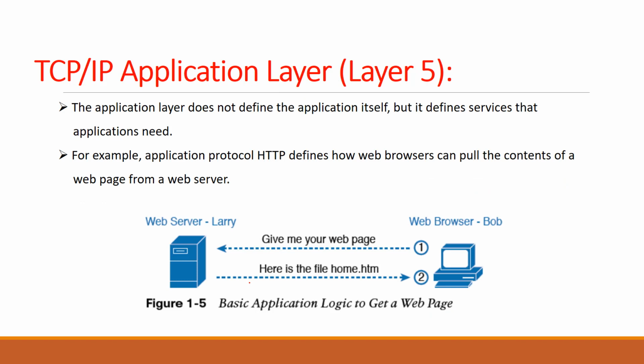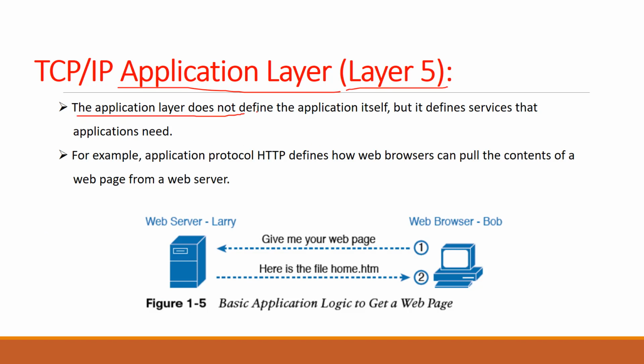Let's take each layer and give some demonstration about it. We will not deep dive inside each layer because each layer has a specific chapter, but we will give some examples on how each layer works inside the TCP/IP. And in this slide, we will start with the TCP/IP application layer, or layer 5.